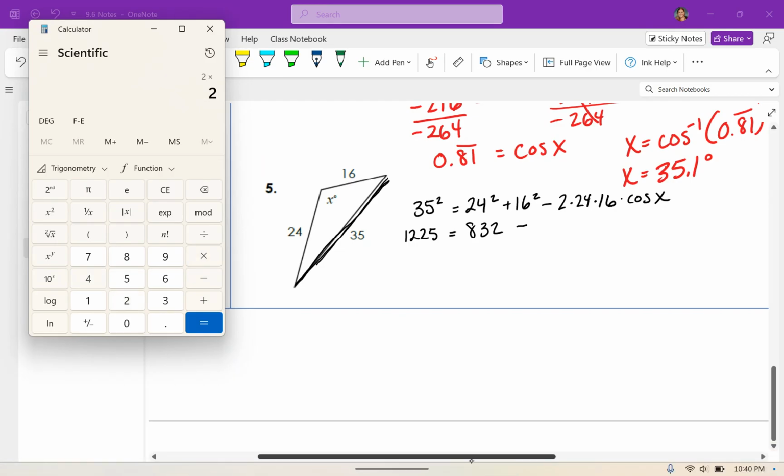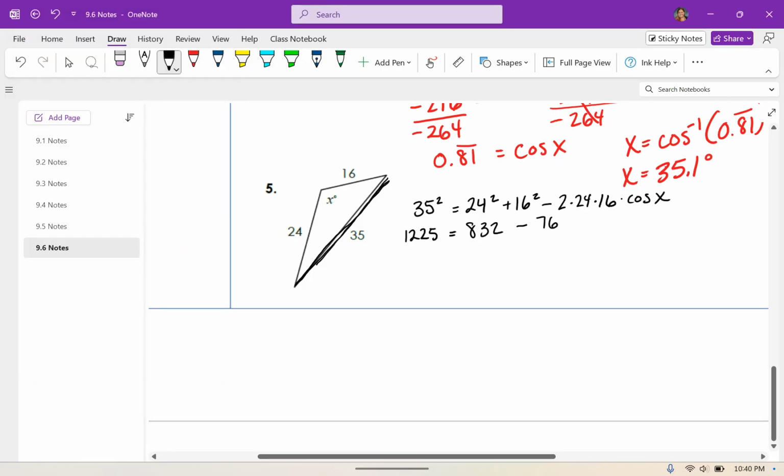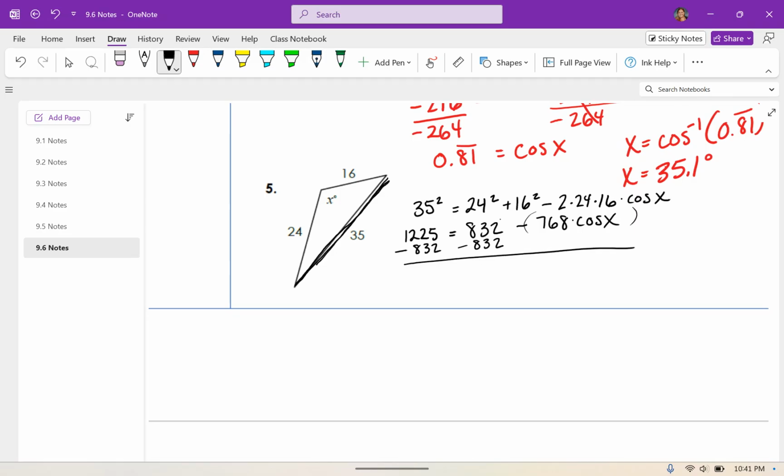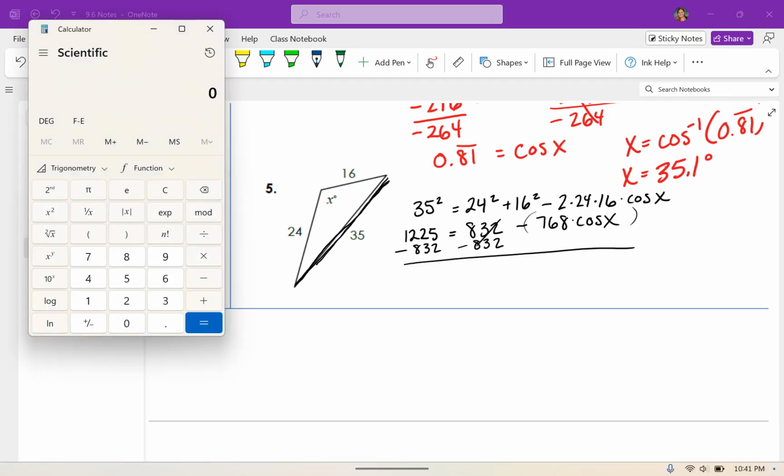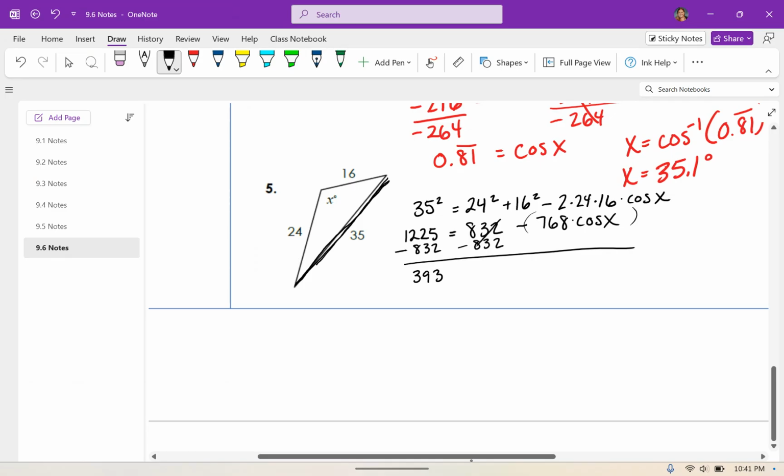Two times 24 times 16, 768 times cosine of x. And we solve it like an equation, right? So the first thing it's going to do is subtract the 832. 1,225 minus 832 is 393 equals negative 768 times cosine of x. We'll divide by negative 768.